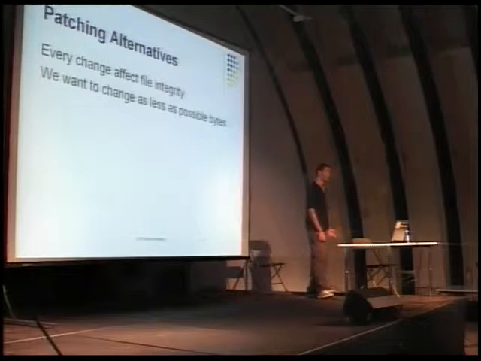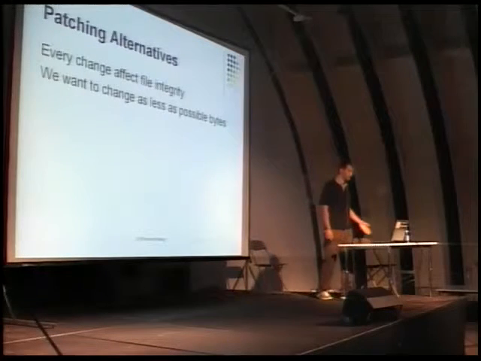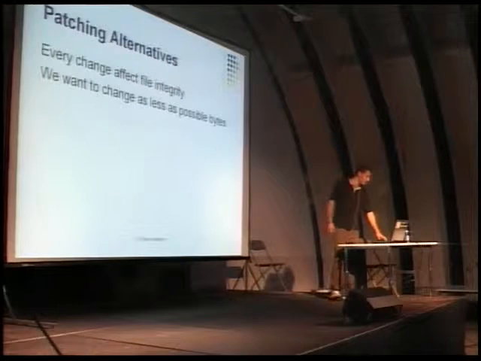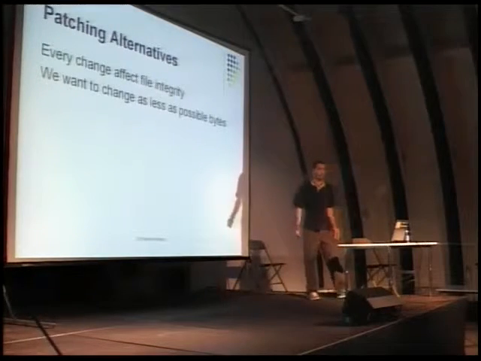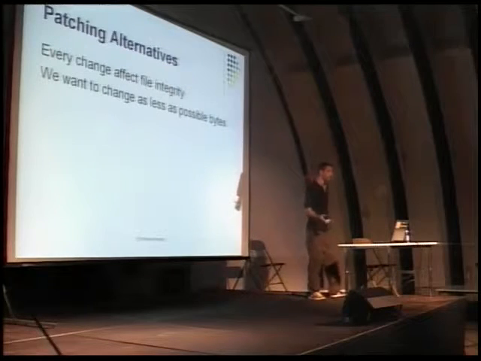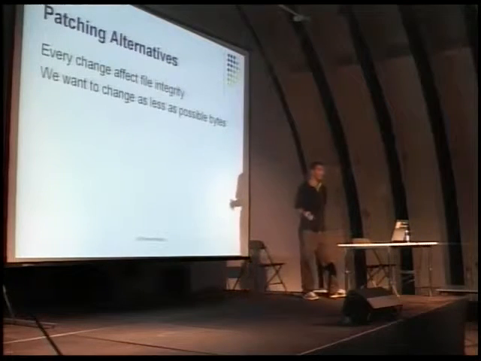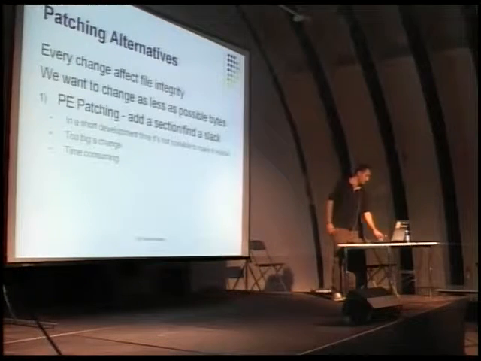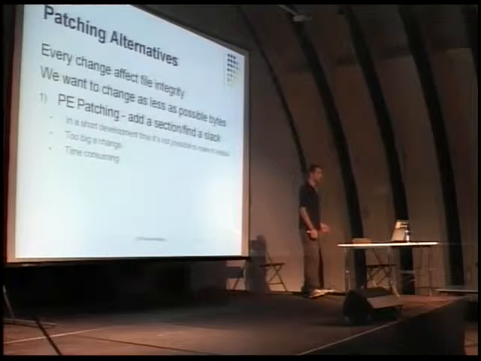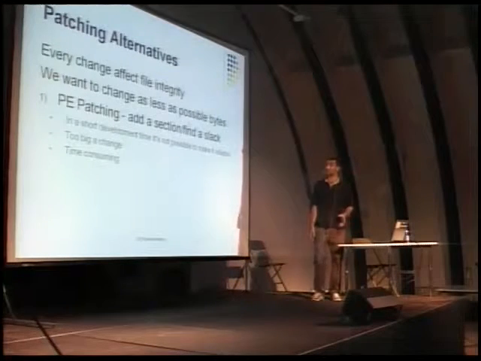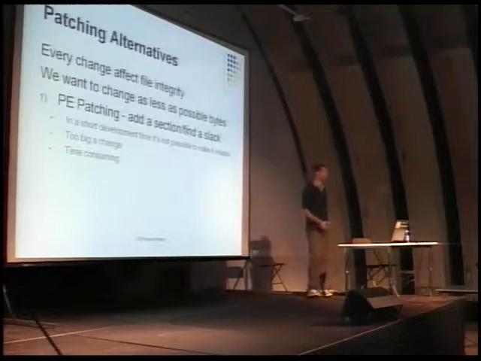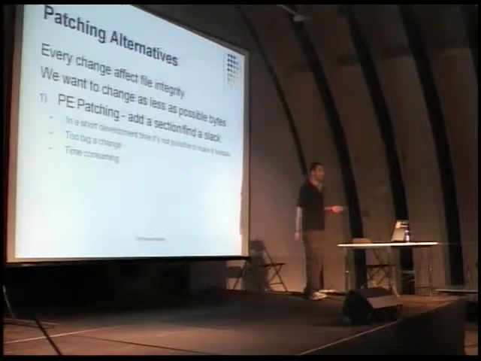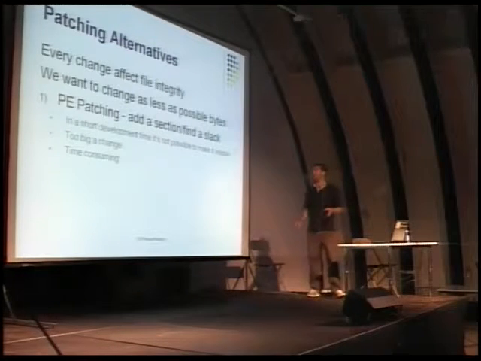So we have a few alternatives here that I sat down and thought about, and used some help from the guys on my team. We have to remember that we want to change the file as little as possible, because every change can lead to another bug or failure of the application. So the first alternative is patching the executable itself, by adding a new section or by finding some room in an existing section and putting our code there.